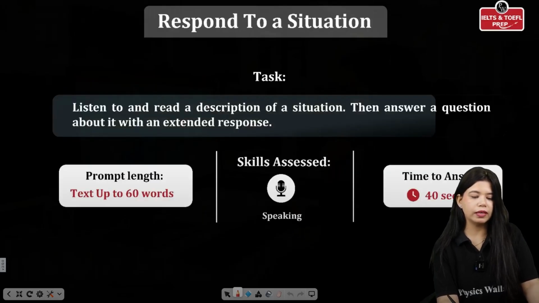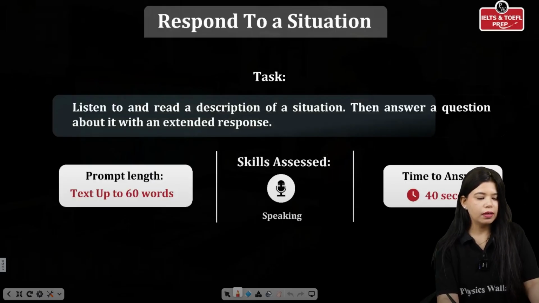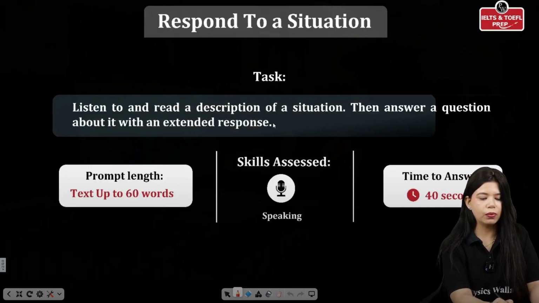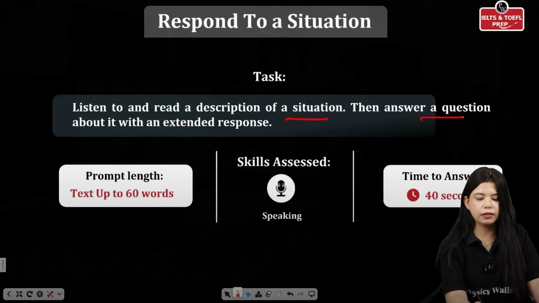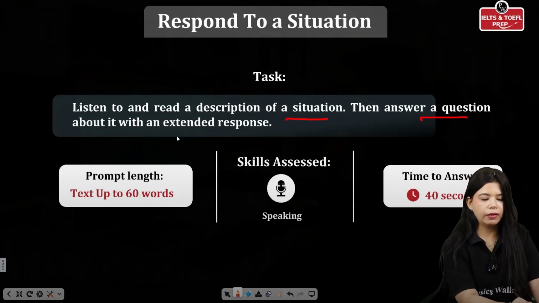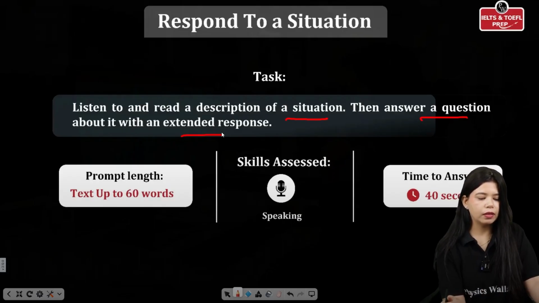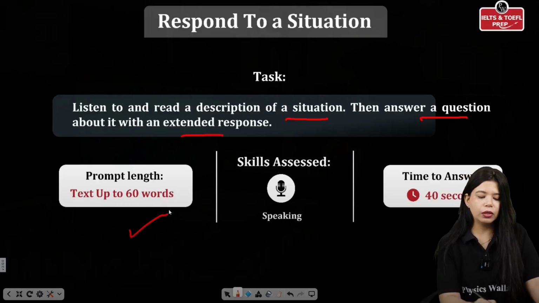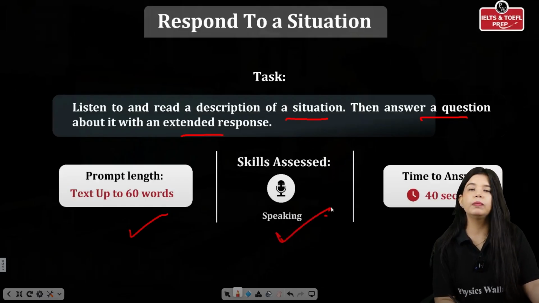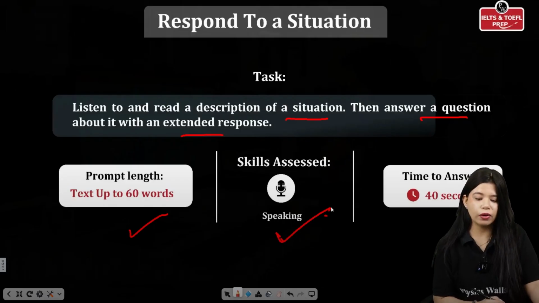Okay, next question is respond to a task. Now here you have to listen to and read the description of a situation, then answer a question about it with an extended response. Now the prompt length is going to be somewhere around 60 words. You will be assessed on your speaking skills and once again you will be given 40 seconds for your response.